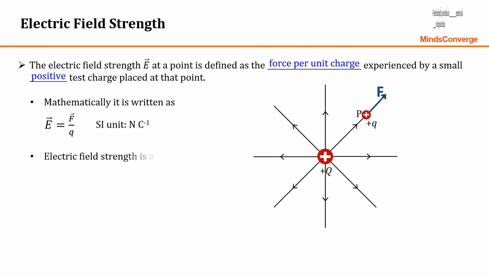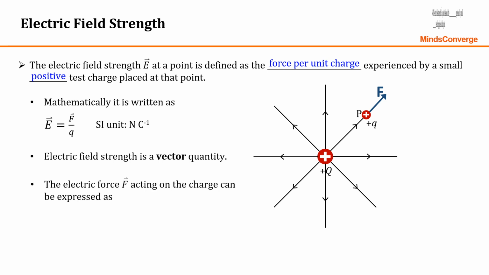Electric field strength is a vector. It has the same direction as the force F. This is because the charge is a scalar that only scales the value of F up or down. Consequently, the electric force acting on the charge can be expressed as F equal to Q times E. The charge can be positive or negative. The electric force F will be in the same direction as the electric field if the charge is positive. The direction of the electric force will be opposite to the electric field if it is negative.